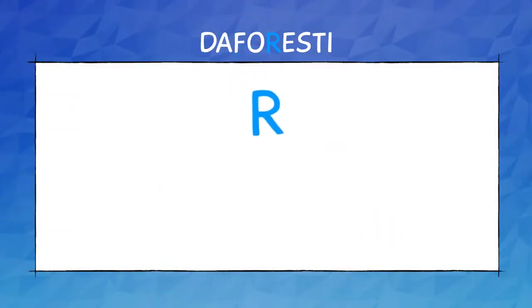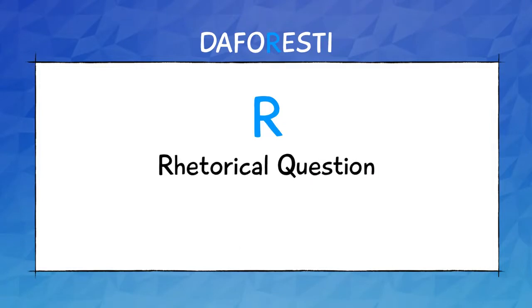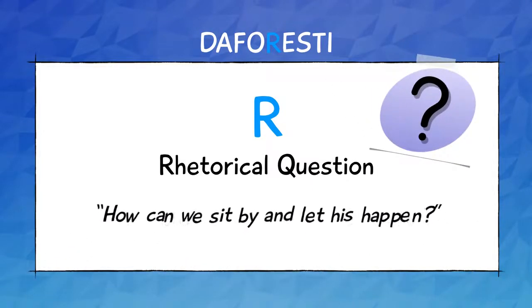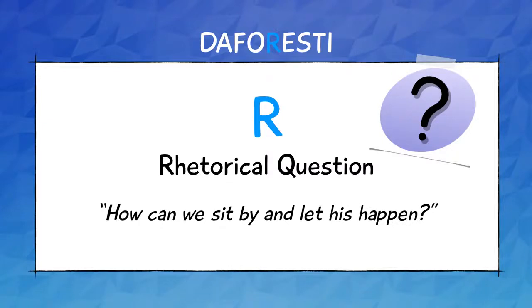The other technique for R is rhetorical question. This is when a question is posed to the audience to make a point and doesn't actually require an answer. These types of questions can be used in many different types of persuasive text to get the audience thinking about a particular idea.